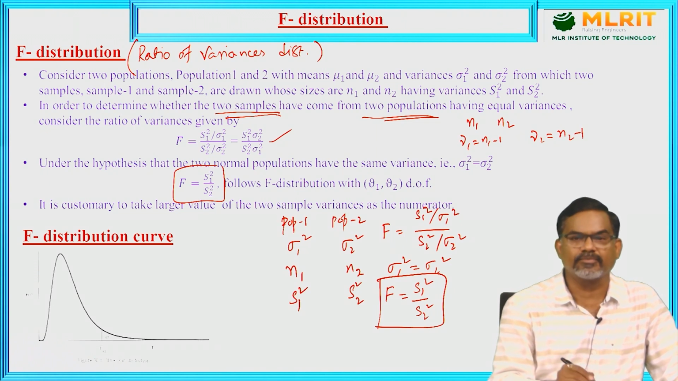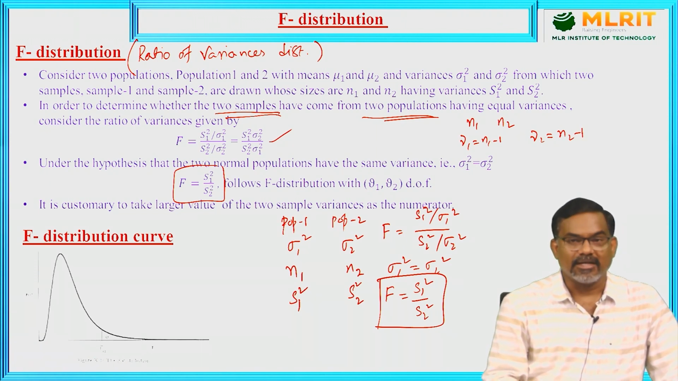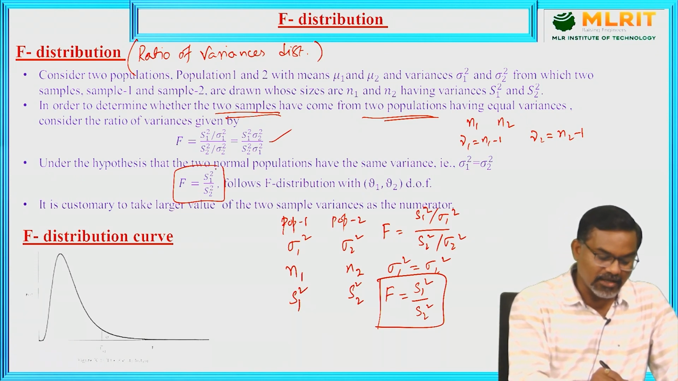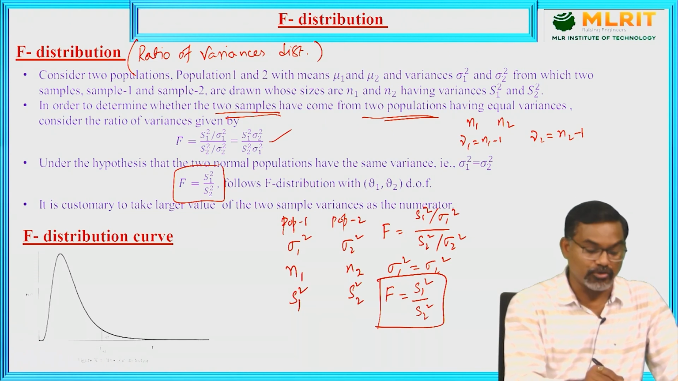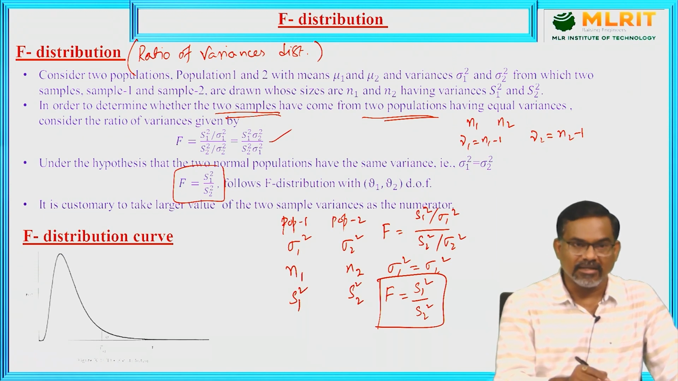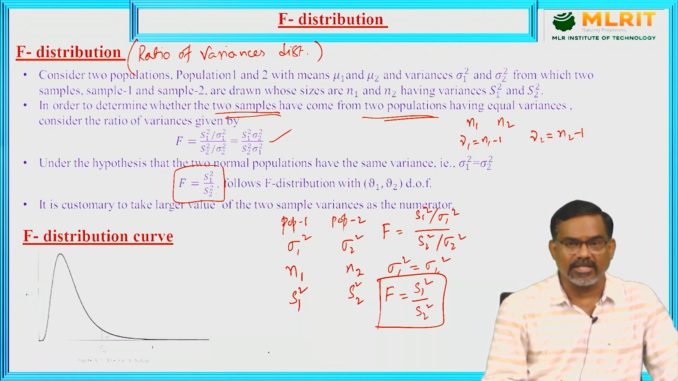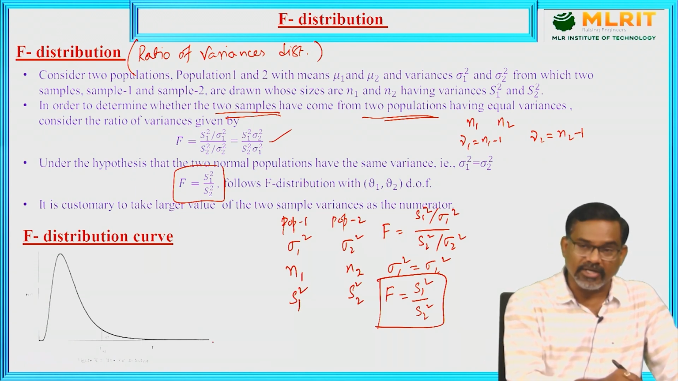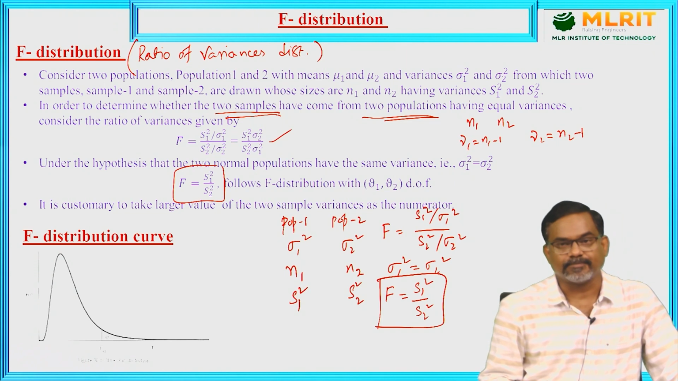So, F follows the F distribution with nu1 comma nu2 degrees of freedom, and it is customary to consider the larger value of the two variances in the numerator. So, we have to consider the largest sample variance in the numerator. The F distribution curve is similar to the chi-square curve, and it lies completely in the positive quadrant. That we can see in this figure.